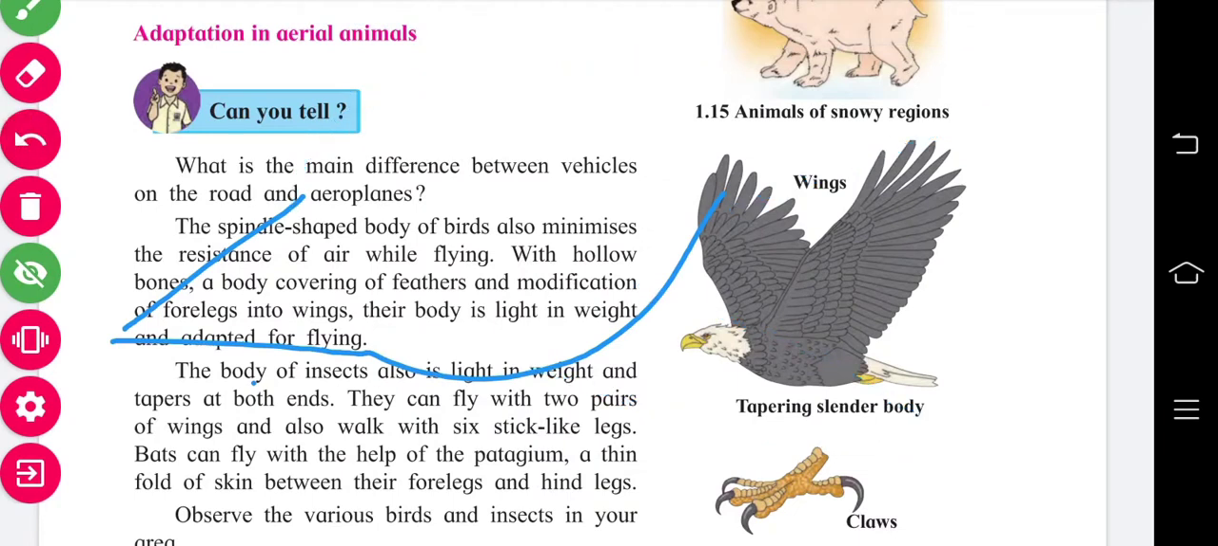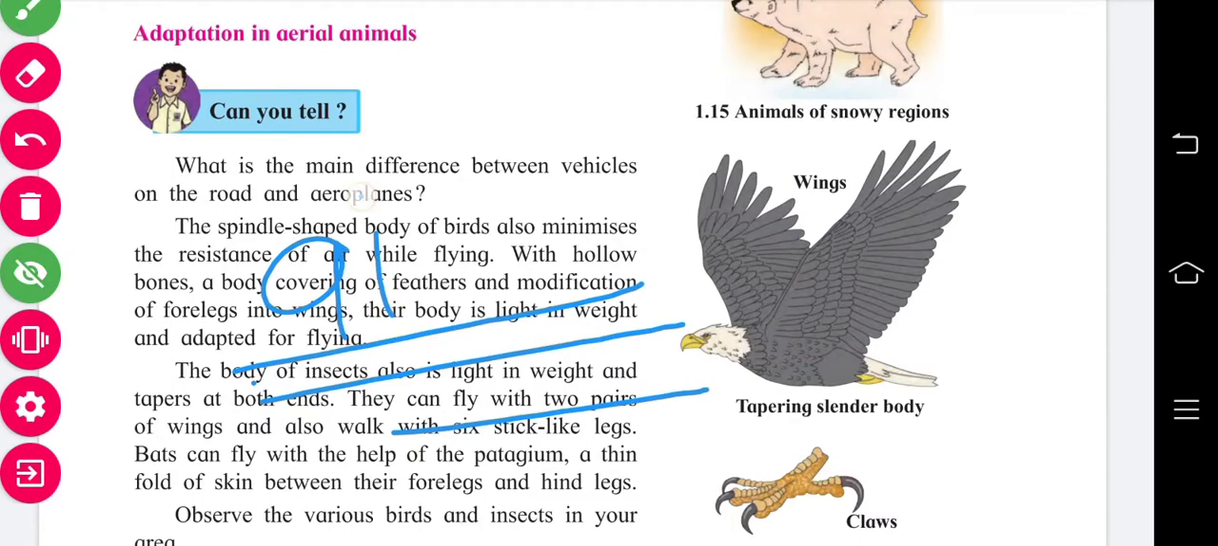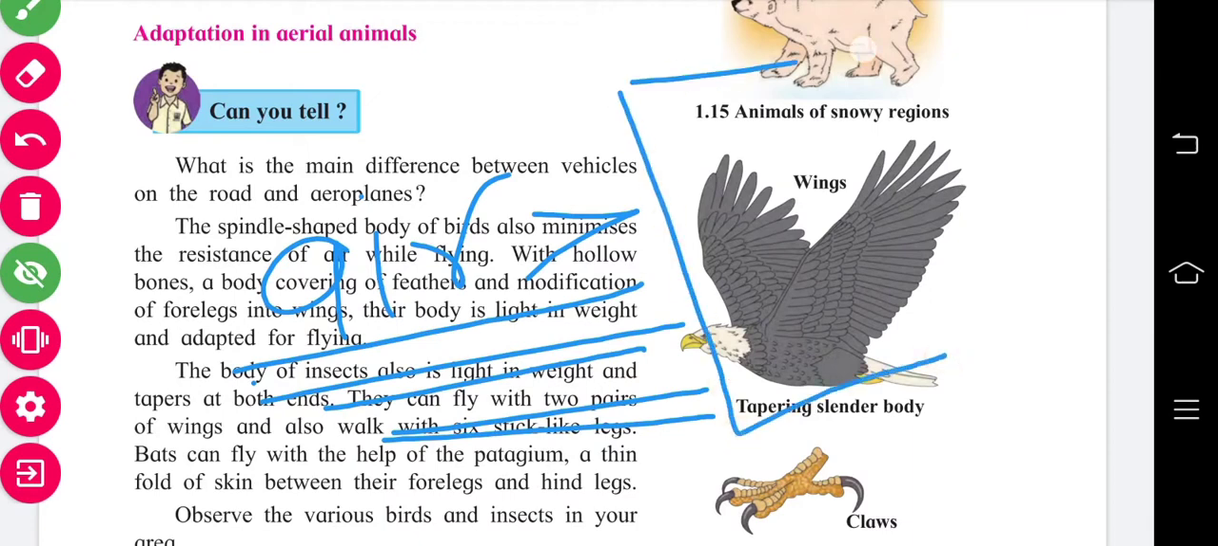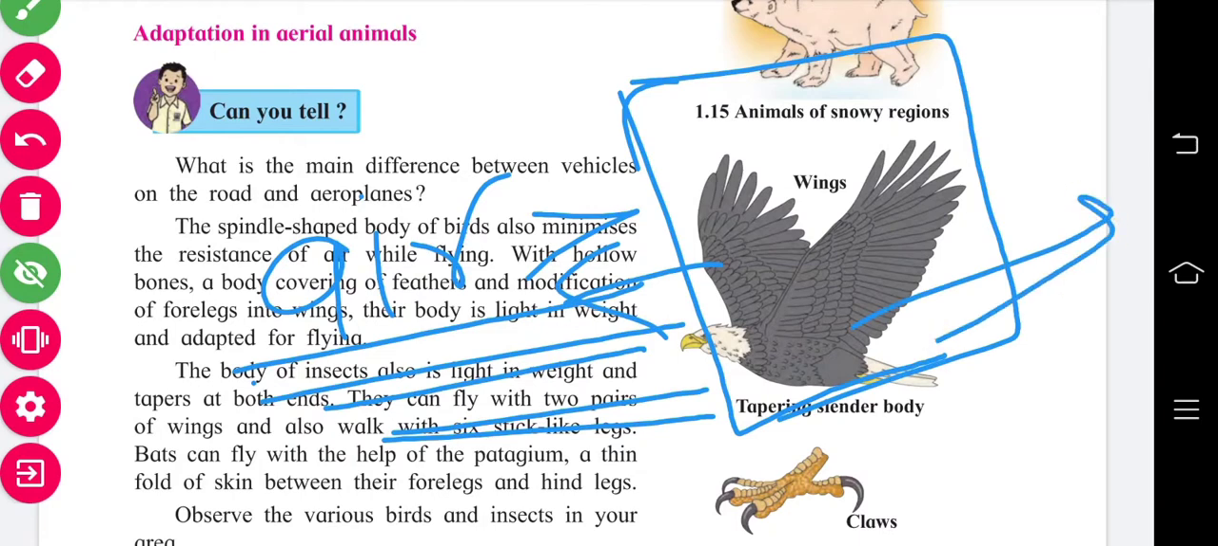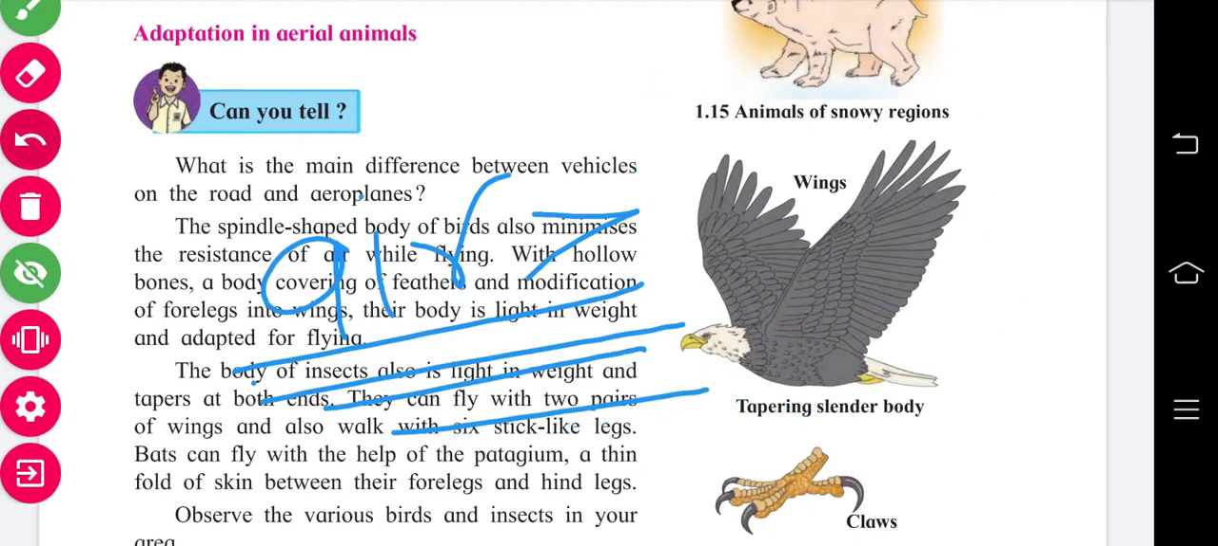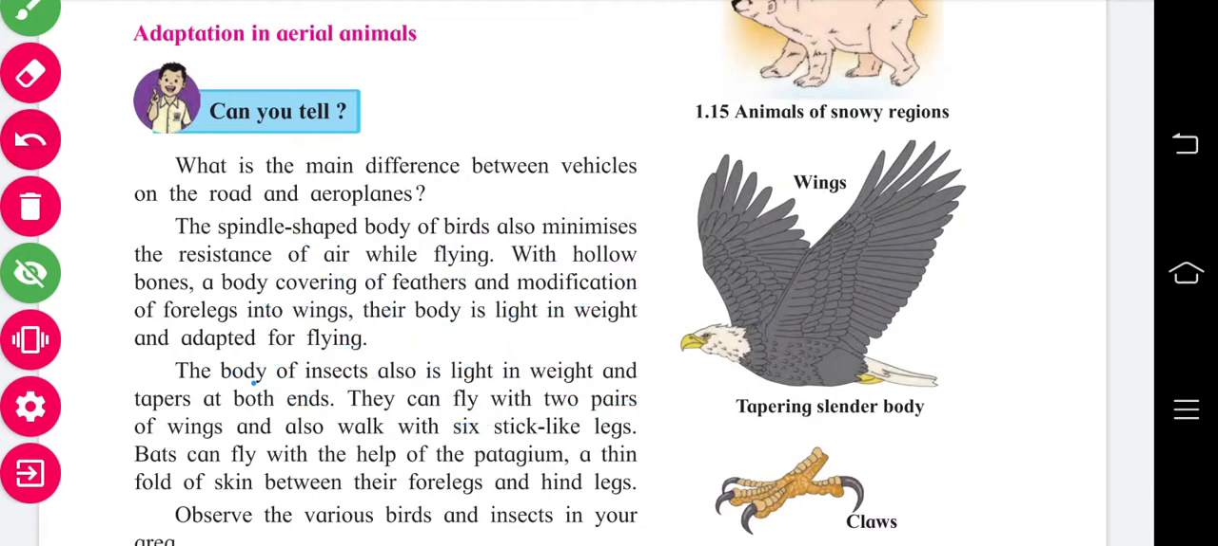minimize their resistance. Suppose in front side air comes very high, okay, air comes from this side, in the direction of this side, and suppose this spindle shape body is not there, suppose this type of body is in the aeroplane or bird, what will happen? There will be more resistance, and they cannot fly easily, they will go back, is it correct? The air will oppose in this direction. So that's why the spindle shape body helps them fly easily here, is it? So the aeroplane also has the same thing, the spindle shape body like this, okay, I will draw that already.